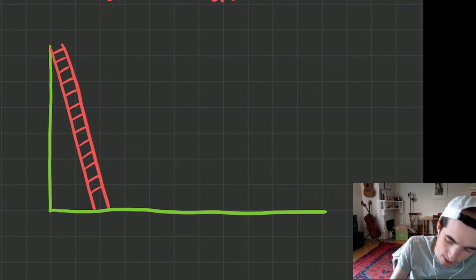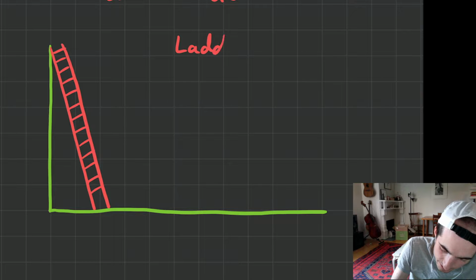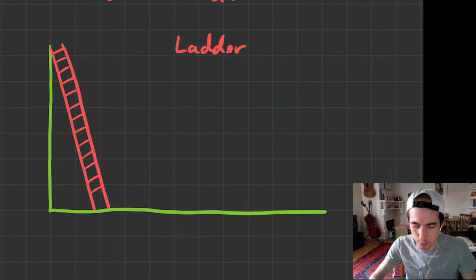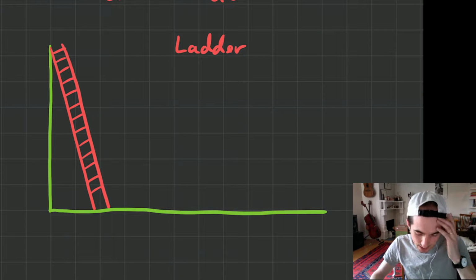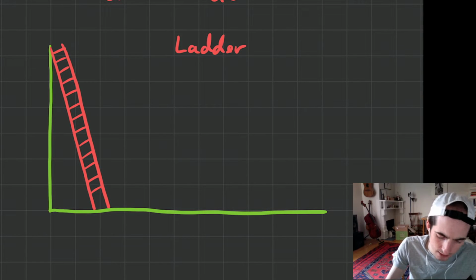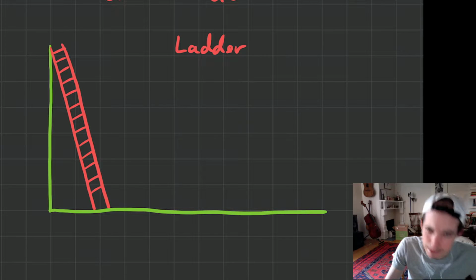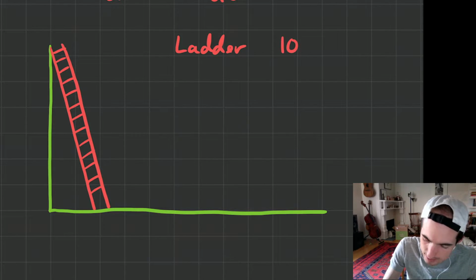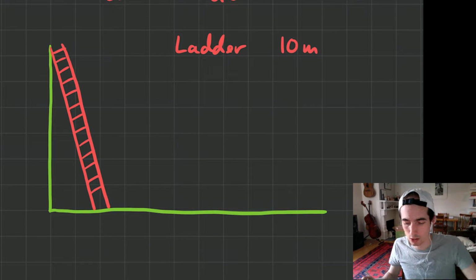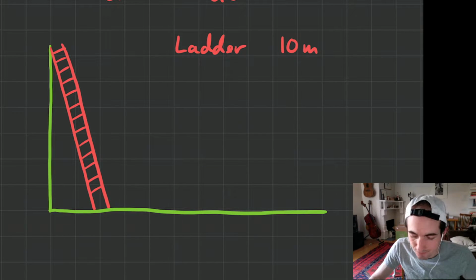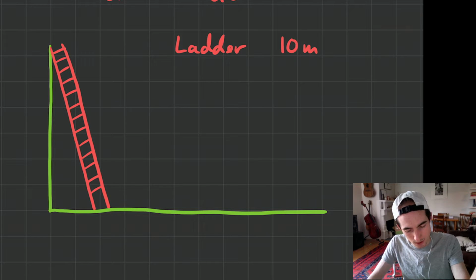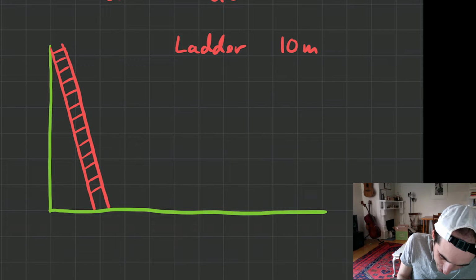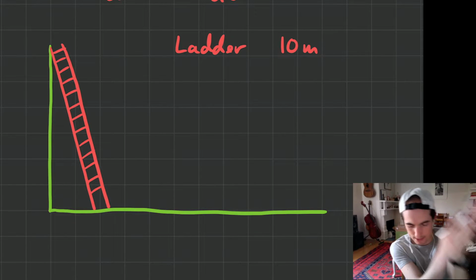So we've got a ladder here, and instead of writing the whole question out word for word, I'm just going to draw a couple of pictures and tell you a few facts. You've got a ladder leaning up against the wall, and just to make the numbers nice, the ladder is 10 meters. So it's a really tall ladder. It's leaning up against the wall like this, and it doesn't have any rubber feet on the bottom, so it's sliding, right?